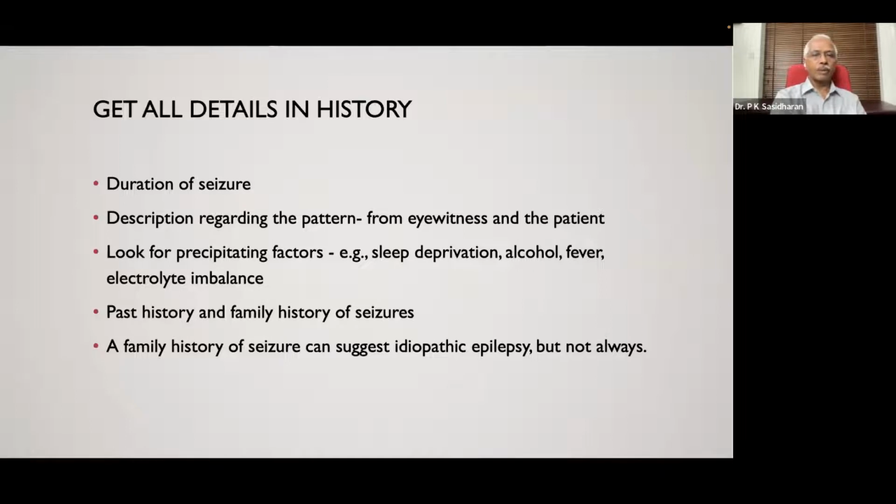And always look for precipitating factors. Most importantly, sleep deprivation, alcohol, fever, and electrolyte imbalance. These are the common precipitating factors in all patients with all kinds of seizures. And always ask about past history and family history of seizures. That suggests that it is an idiopathic seizure disorder. Even in patients with idiopathic seizure disorder, the precipitating factors are usually the same. A family history of seizure can suggest idiopathic epilepsy, but not always. That's the point we have to keep in mind.